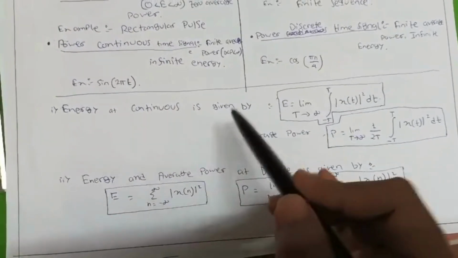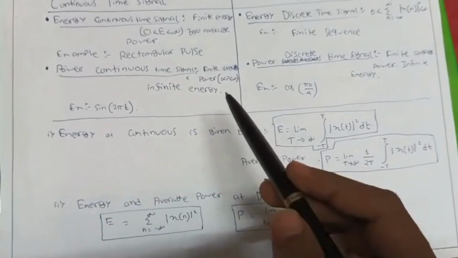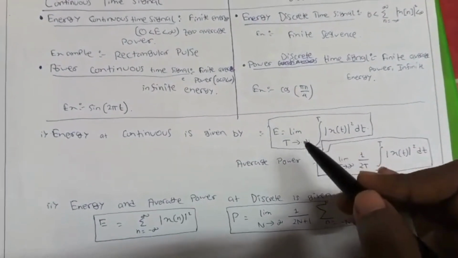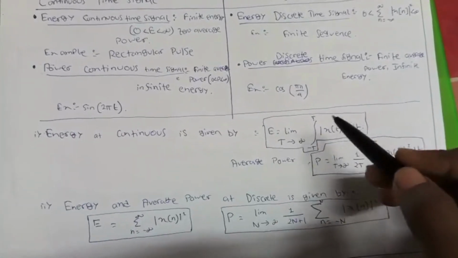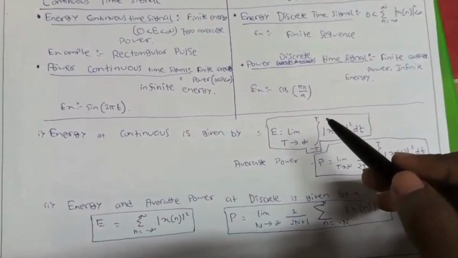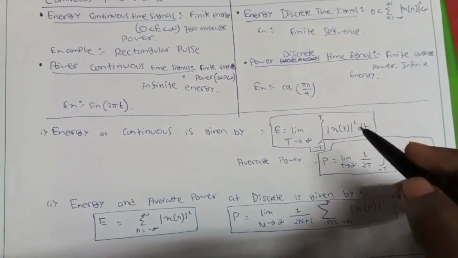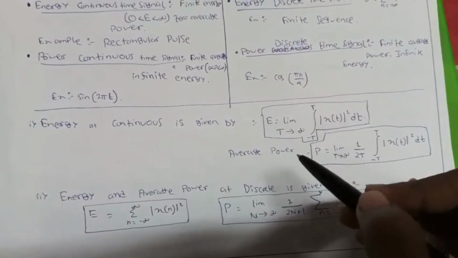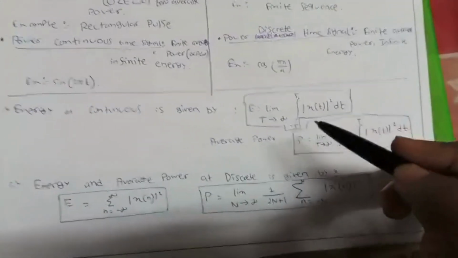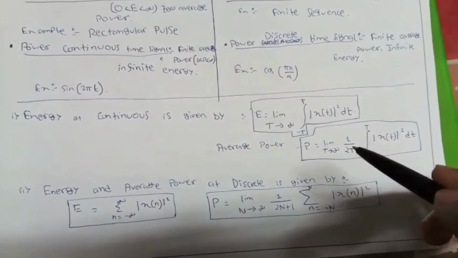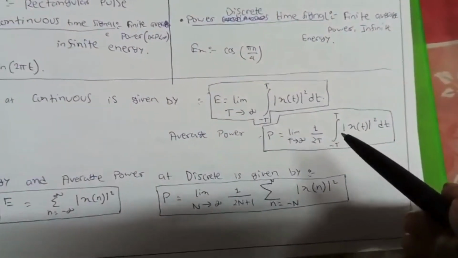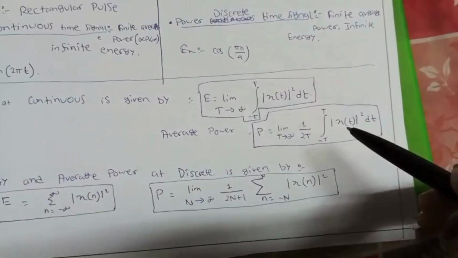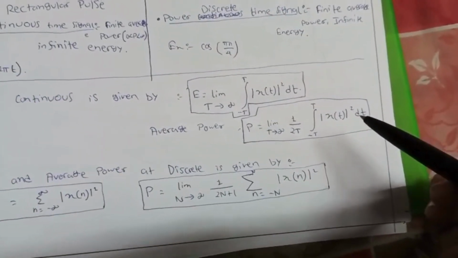Now energy for continuous time signal is given by E equals limit T tends to infinity integration from minus T to positive T modulus of x of t whole square dt. And the average power for continuous time signal, P equals limit T tends to infinity 1 by 2 capital T, integration from minus T to positive T modulus of x of t whole square dt.